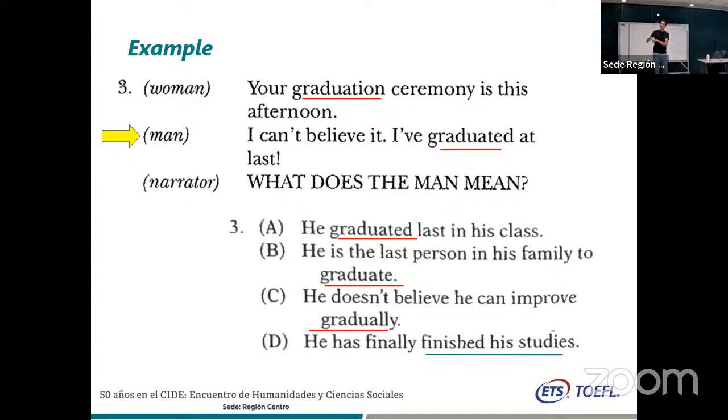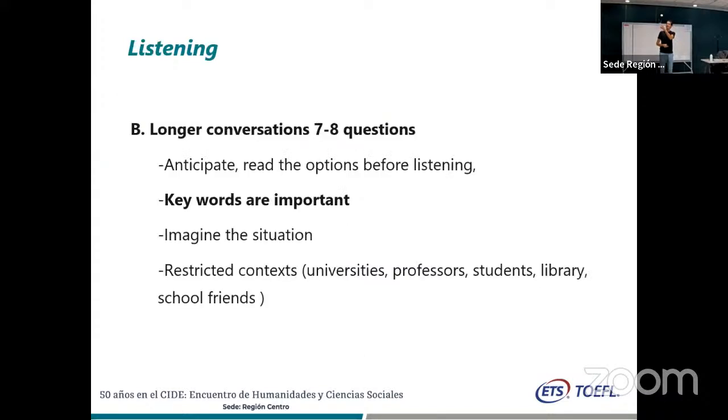And then the second part of the listening section, we change the strategy. Because we said in this one, don't pay attention to these keywords, they are confusing. But in the longer conversations, this is in general like a professor talking to a student, okay, talking about the final exams. Right here, the keywords are important.